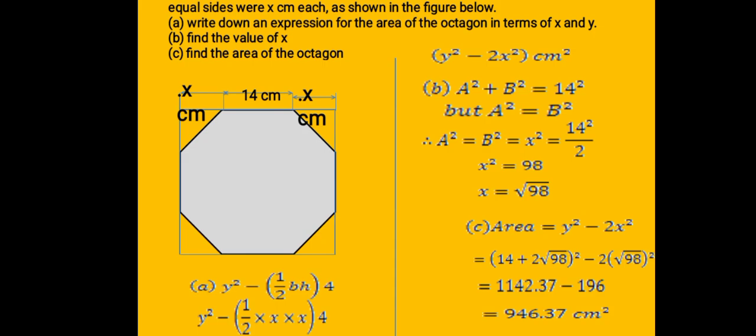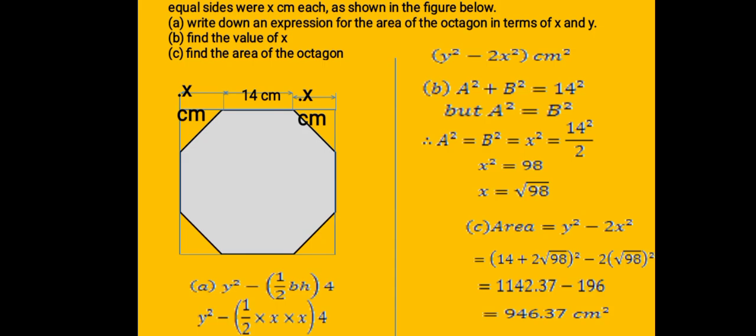Now we have the base as x, the height as x, because you can see those equal sides of that isosceles triangle. The equal sides of that isosceles triangle fall on a right angle triangle. So our y squared becomes y squared minus 2x centimeter squared.